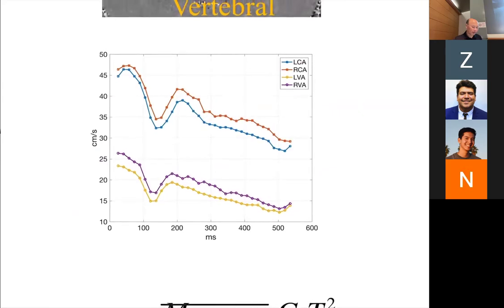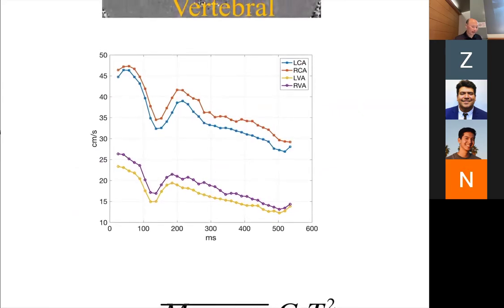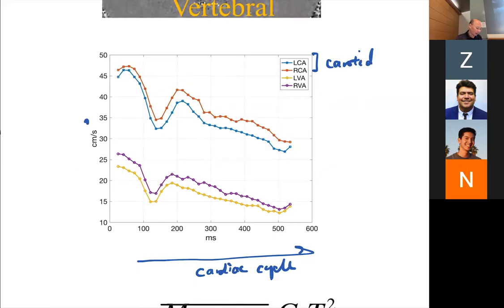With MRI, you can actually look at the velocity across the cardiac cycle, or part of the cardiac cycle. These are your left and right carotids, and this is the flow in centimeters per second. You can see the flow is actually pretty fast through your carotids. The peak flow is around 45 centimeters per second. That means in 1 second, it goes 45 centimeters, which is quite a lot.